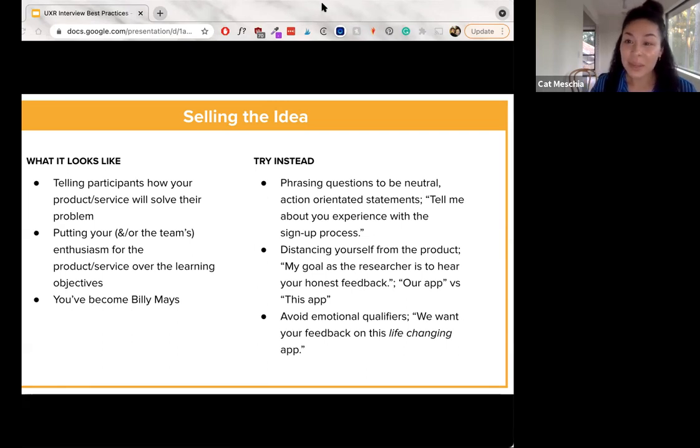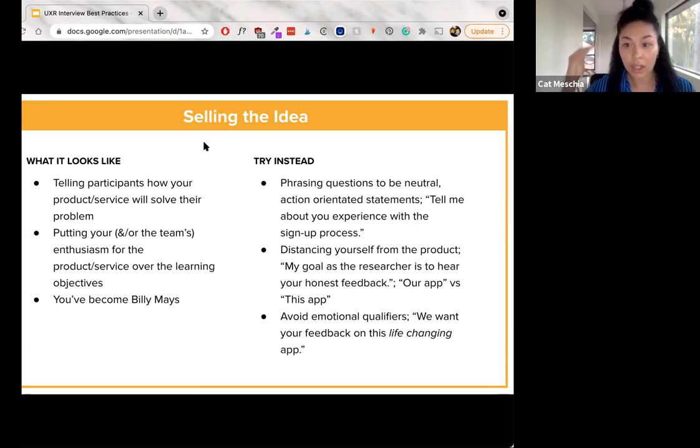And that enthusiasm can actually influence how your participants respond. So instead, try phrasing your questions to be neutral, action-oriented statements. Instead of saying, this app is going to solve everything, say, tell me about your experience with the sign-up process. Another way of doing this is distancing yourself from the product. You can use phrases in the introduction period, like telling them that your goal is to hear their honest feedback. And then slight language changes, instead of saying our app, say this app.